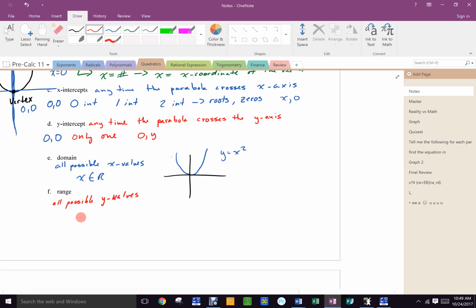What is my range? What are my values for y? What will happen to this parabola as it goes this way? How far up will it go? Forever. How far up will it go here? Forever. Will it ever go to the negatives? So y must be greater than or equal to 0. Is everybody cool with that?